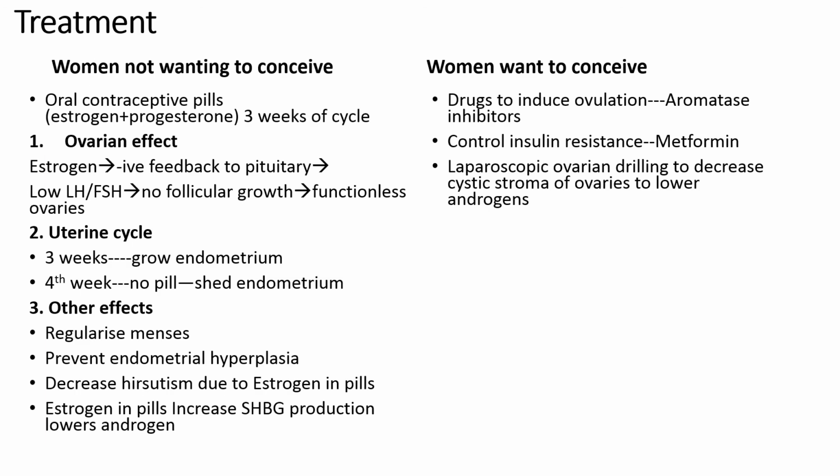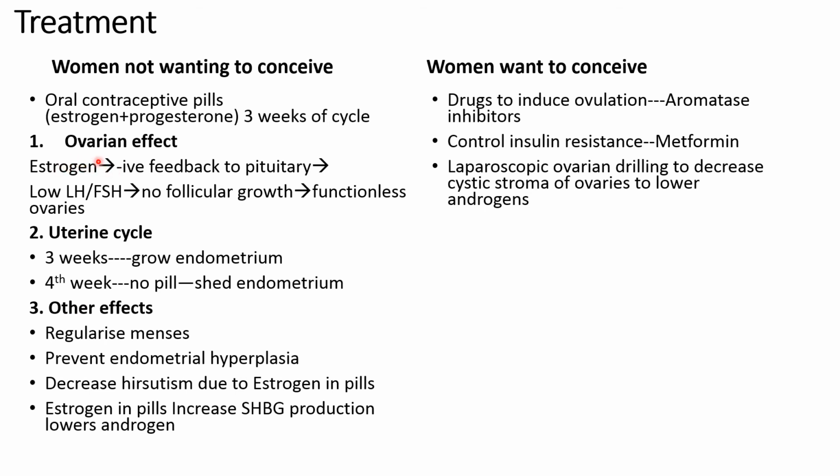Treatment of PCOS in women depends on whether they want to conceive or not. If they don't want to conceive, or they are underage or unmarried, then they would be placed on oral contraceptive pills, the pills that have estrogen and progesterone in them. They would be given for 3 weeks, and then for 1 week they would not be given. They would have an effect on the ovarian cycle or ovarian hormones, and on the uterine cycle.